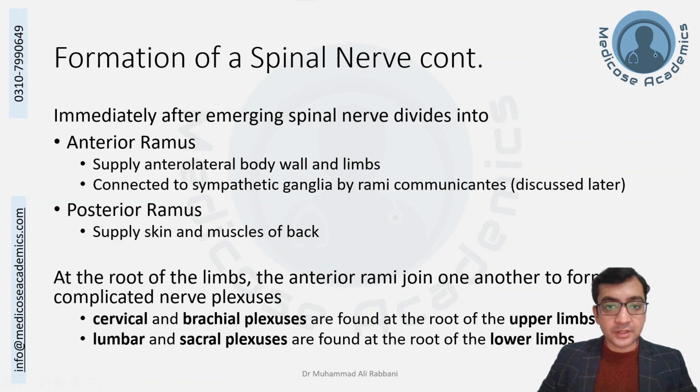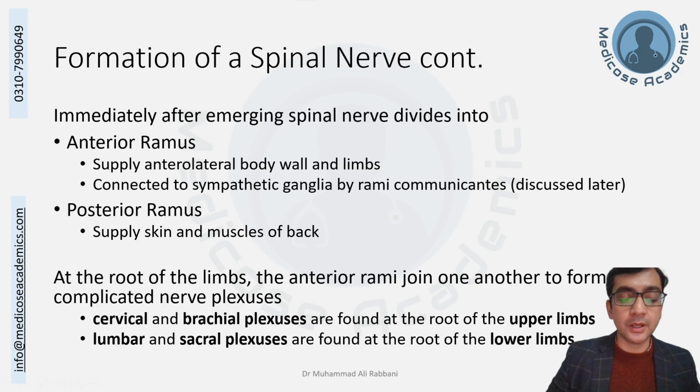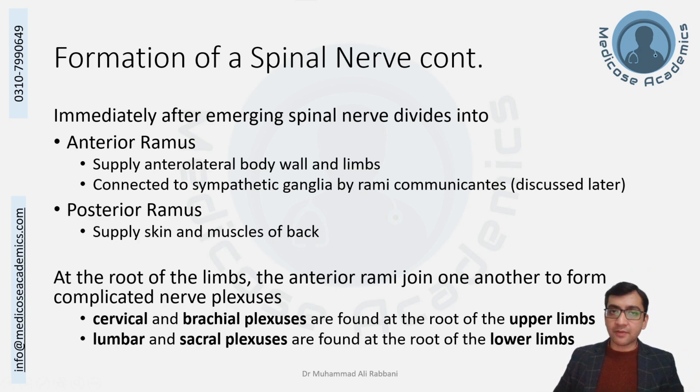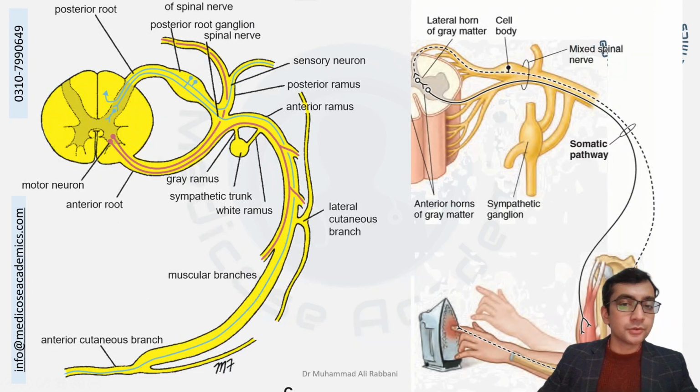The anterior rami at the roots of the limbs mix and match, and they form very complex nerve plexuses. For example, in the neck region there is the cervical plexus. In the neck and the upper thorax region there is the brachial plexus. This brachial plexus supplies the upper limb. In the lumbar region there is the lumbar plexus. In the pelvic sacral region there is the sacral plexus, and the lumbar and sacral plexuses supply the lower limb. So let us see them one by one.